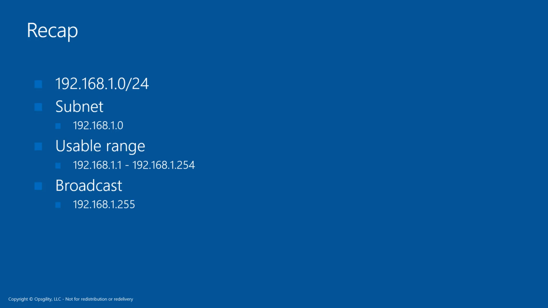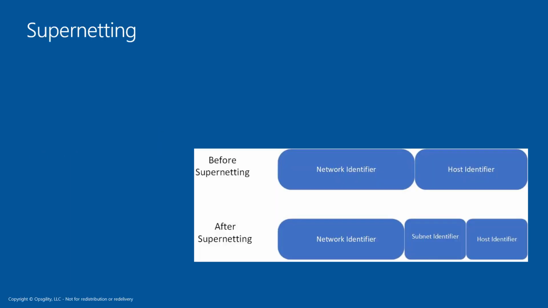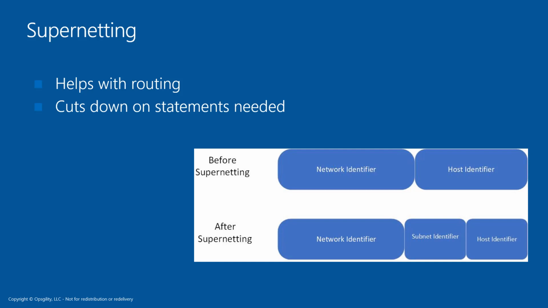And you're going to see the /24 in small networks more than you'll see anything else because it gives you a lot of hosts, but not a lot of complicated setup. At some point in your career, you're going to want to learn about supernetting so you can save yourself a lot of time when it comes to setting up routing and switching. Take a look at the graphic and we can see before and after supernetting. Supernetting helps with routing. It cuts down on the statements needed when creating routes. And it makes no changes to the actual subnets or IP addresses themselves. It just helps when you set up a router or firewall or switch.